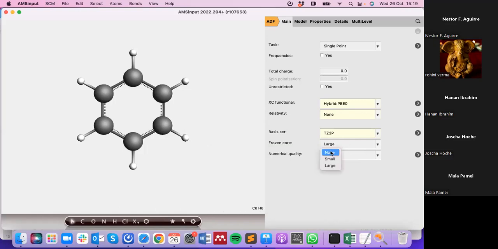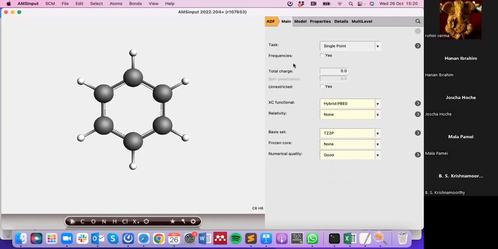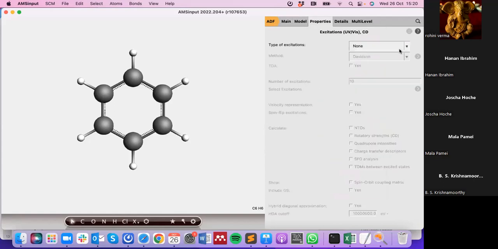Very important, we turn off frozen cores. That typically doesn't save you much in your calculations in terms of computational time, but it can make your results really worse. So we switch that off. Numerical quality, I like to go to good. For TZ2P, you can also do normal for a small molecule, but in general, good. And if you can afford it, very good. That's typically great.